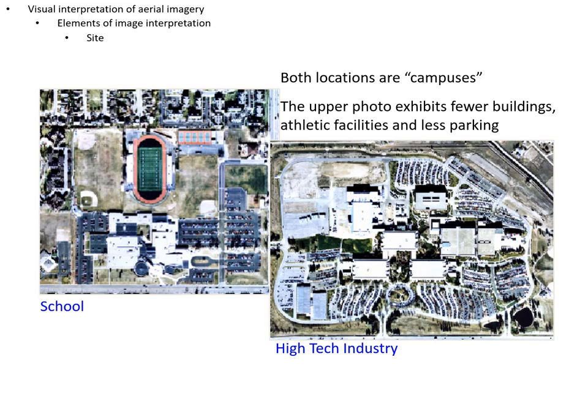Another site example, both of these locations are campuses. So the left photo exhibits fewer buildings. It has athletic facilities and it doesn't have that much parking relative to the other campus there, which has a lot of parking, very large buildings, multiple very large buildings, no really small buildings. And that's a high-tech campus. It's actually the HP campus down at the corner of Ziegler and Horsetooth, but that's years ago.